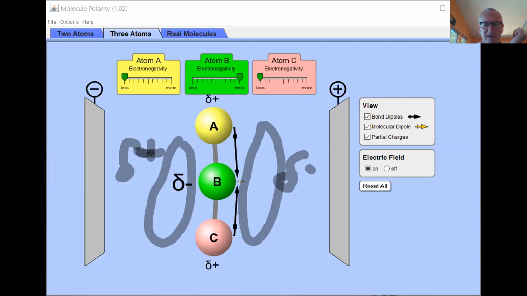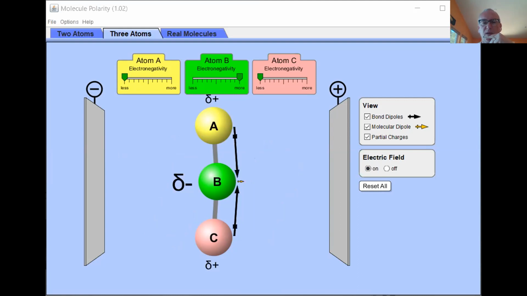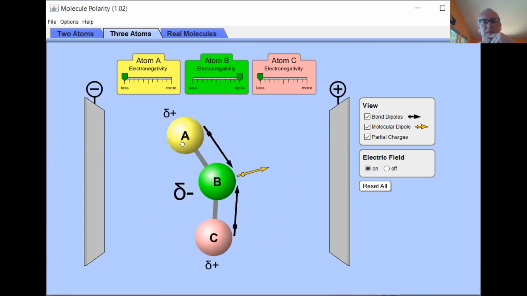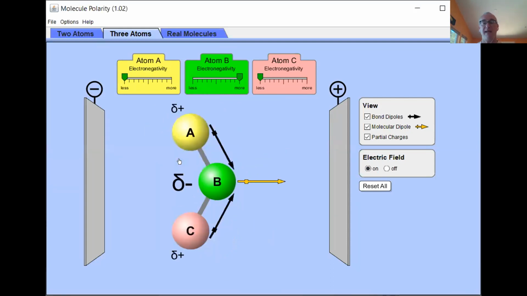Can you explain about the size again of how it affects the molecular dipole? Oh, sure. If I make these two dipoles smaller, let's make this, okay, here we go. Now we have a big molecular dipole, right? You can see that yellow arrow is now very, very large, and I have a bent molecule.